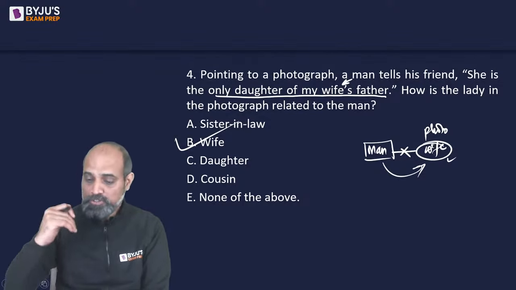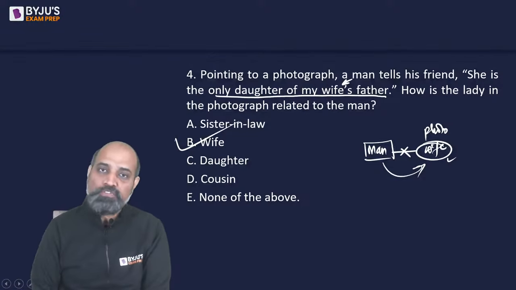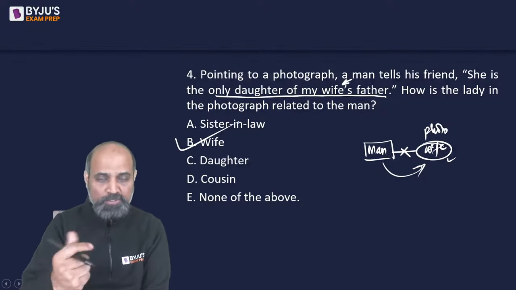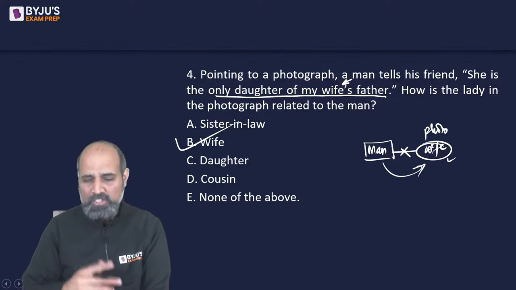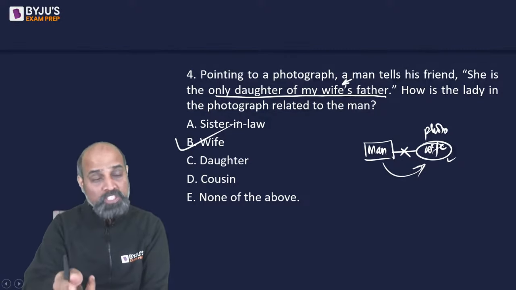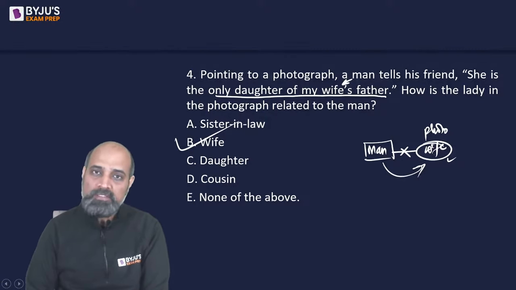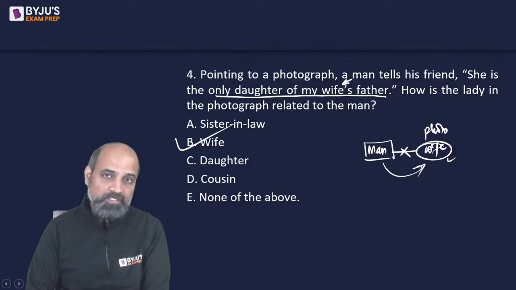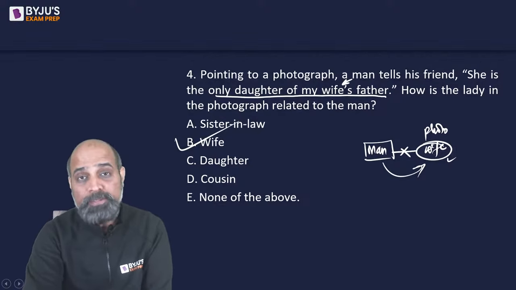Think about it. Your sister is the only daughter of your father. So how many sisters will you have? Two, no? You are two children. You will have only one sister, because it says only daughter. Right? So the answer will be wife.